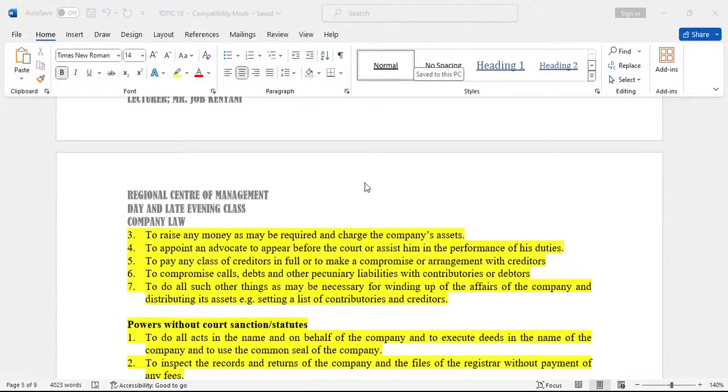Then to pay any class of creditors in full or to make a compromise or an arrangement with the creditors. We've already learned about compromises. So he can enter into arrangements with the creditors and come up with compromises and arrangements whereby they can turn from creditors and actually become shareholders.